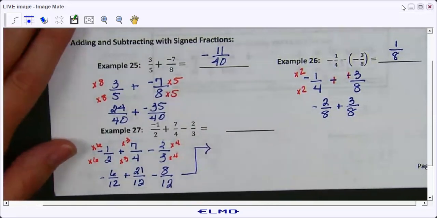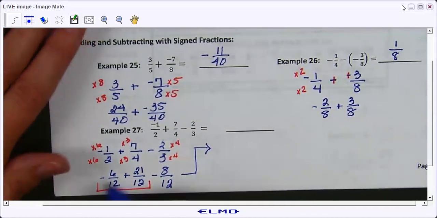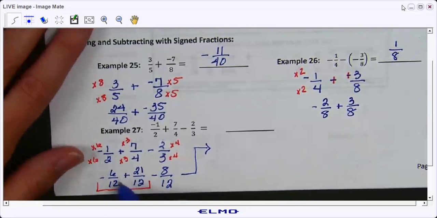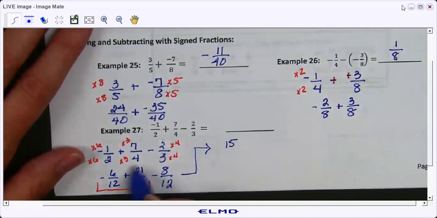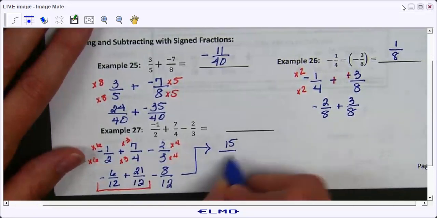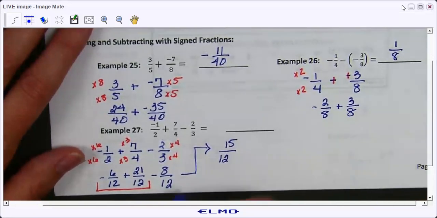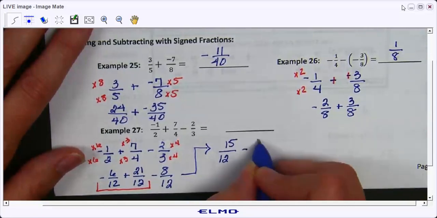Okay, once I've converted them, I'm gonna take the first set, -6/12 plus 21/12. Since my signs are different, I'm gonna subtract 21 and 6, and I get 15. And my 15 is gonna be positive because my bigger number is positive. And I'm gonna put 12s down here. And then I'm gonna rewrite my -8/12 up here.